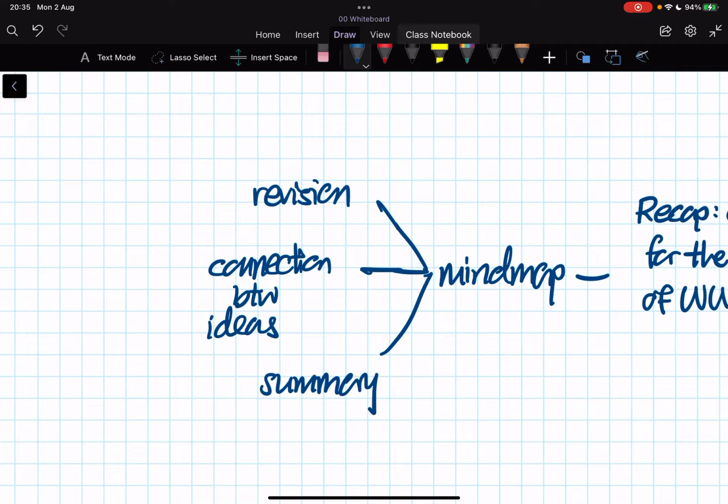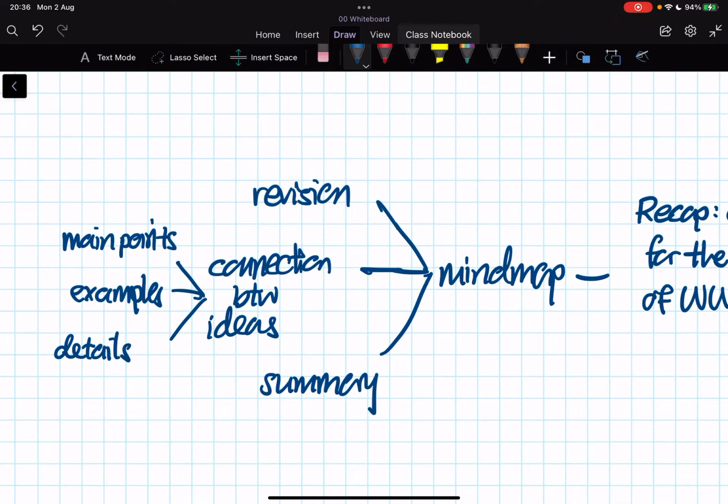Mind maps are a very powerful way for students to see the connection between ideas, between the main points of ideas, the examples you can give in your exam, and the details or elaboration. Okay, but bear in mind that a mind map is merely a summary. It's not meant to be comprehensive. It's not meant to replace your textbook. It's not meant to replace your notes. Okay, it's just to give you guys the big idea, the big picture perspective on the topic.